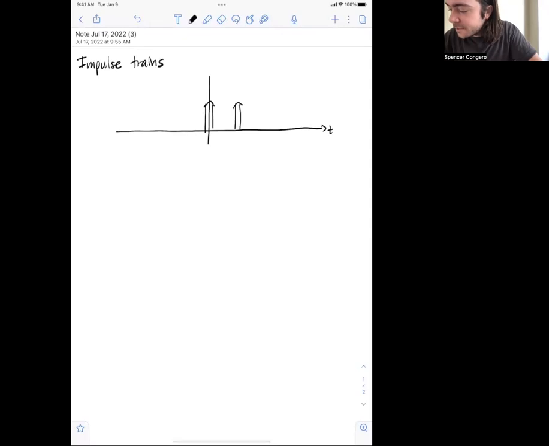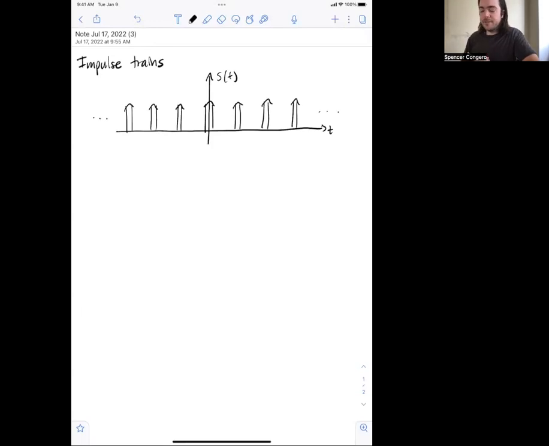Here's what it looks like. Pretty simple, actually. Just a whole bunch of delta functions, and they go on forever and ever, periodically. And I'm usually going to use the letter S for an impulse train, and we'll see why when we get to sampling. But right now I'm just going to use S of t.